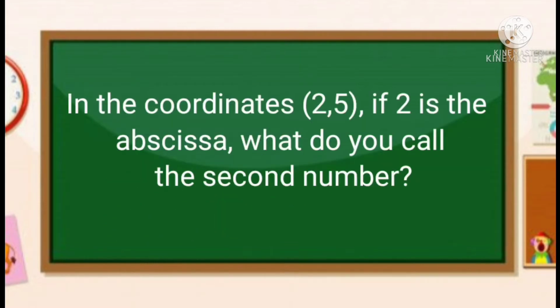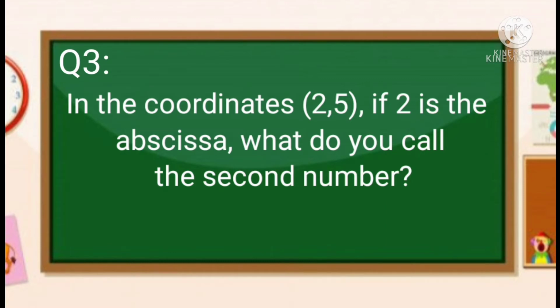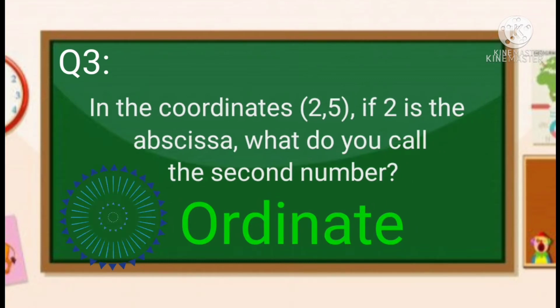Last question. In the coordinates (2, 5), if 2 is the abscissa, what do you call the second number? Ordinate is the correct answer.